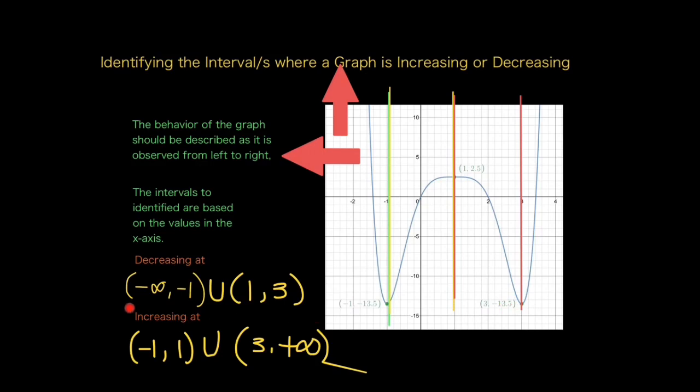Now, if you have more than one interval, you connect your intervals with the union symbol. So this is a U-shaped symbol. It means this interval combined with another interval. So same with increasing: this from negative 1 to 1 combined with 3 to positive infinity.